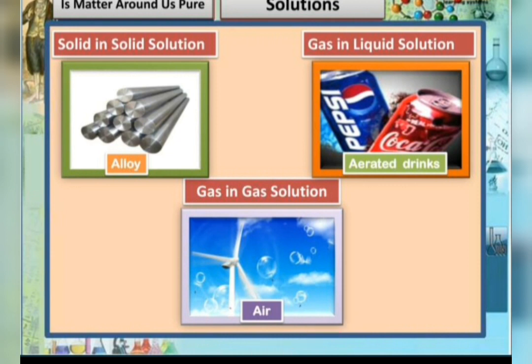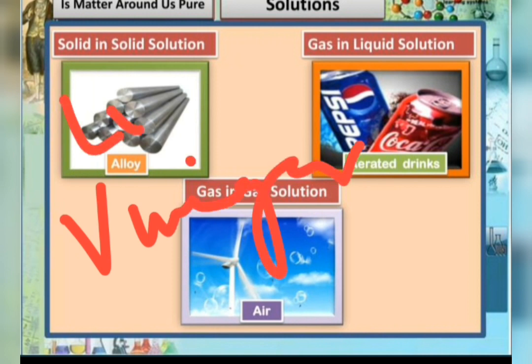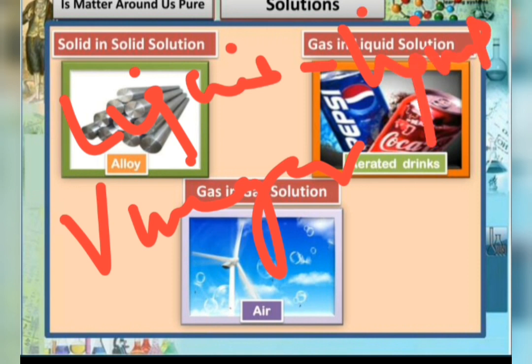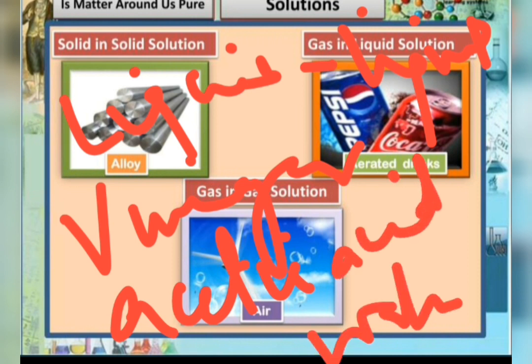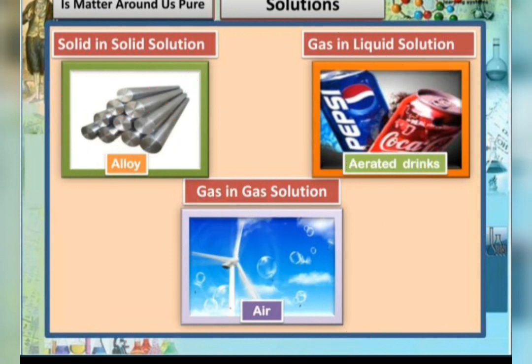One more is solution of a liquid in a liquid. There you can have vinegar, that is a solution of liquid in liquid. Vinegar is the best example of this, because in vinegar we actually have acetic acid in water. Acetic acid is a liquid, water is a liquid, so it is a liquid in liquid type of solution.